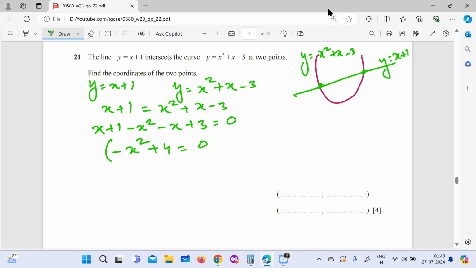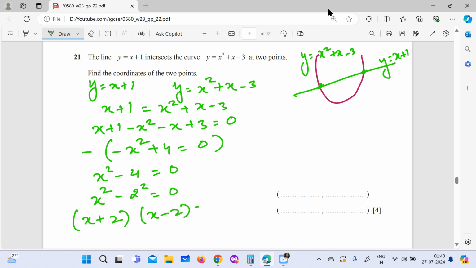Okay, so we can change it like this. We just multiply throughout with negative and you get x square minus 4 equals 0. So you know that this can be written as x square minus 2 square equals 0, which is nothing but x plus 2 times x minus 2 equals 0, and hence you get the value of x as negative 2 and another value of x as 2.